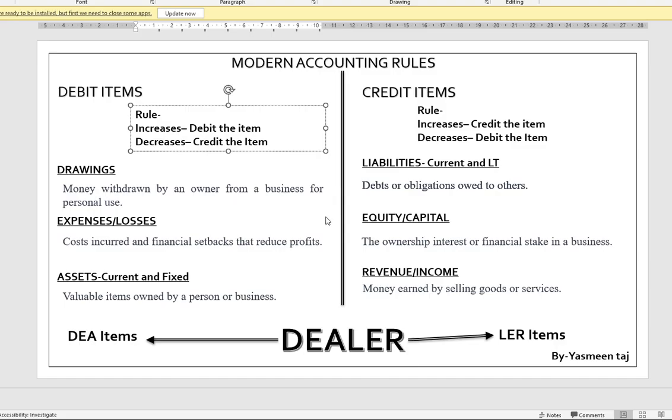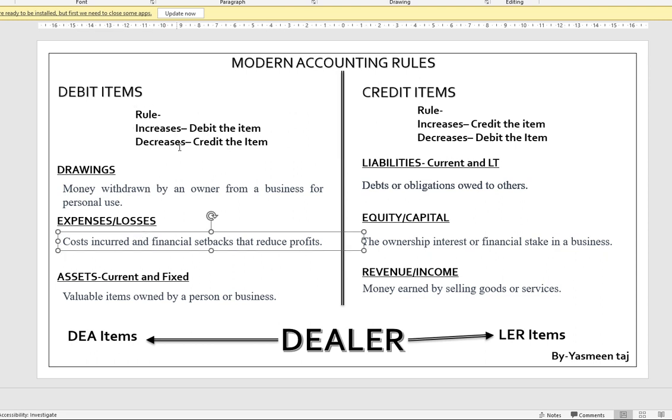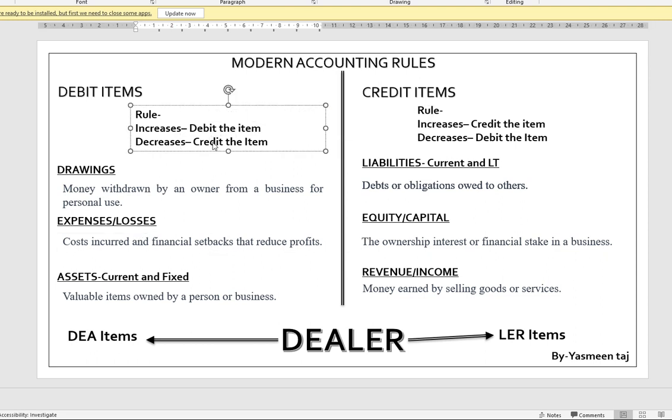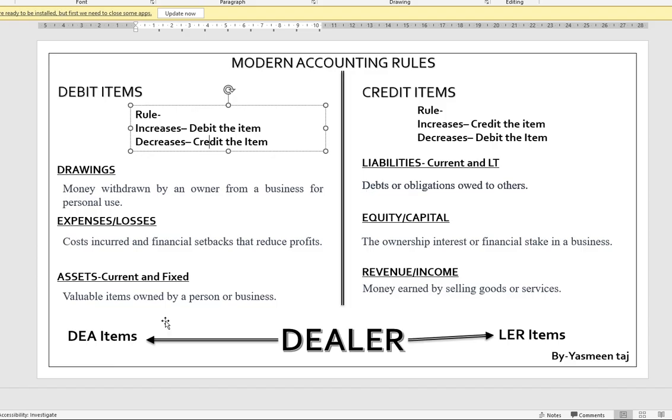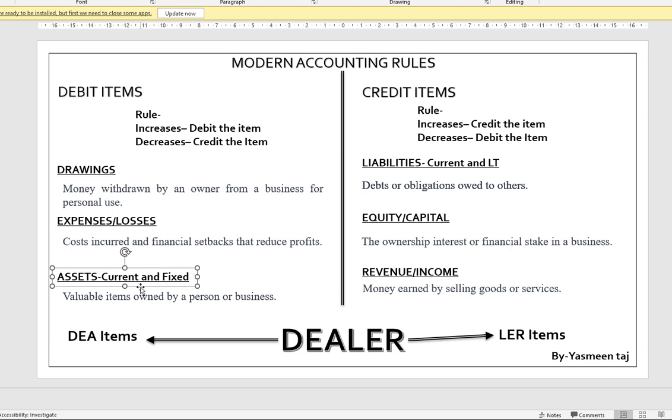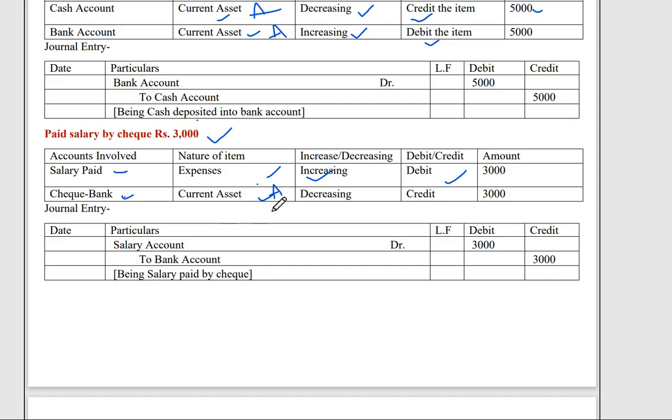When expenses increase, as per the rule, you have to debit the item. When the asset, your current asset in the bank, is decreasing as your employee draws that 3000 rupees from your bank by depositing the check, the asset is decreasing for you, so you have to credit that. So 3000 debit and 3000 credit.